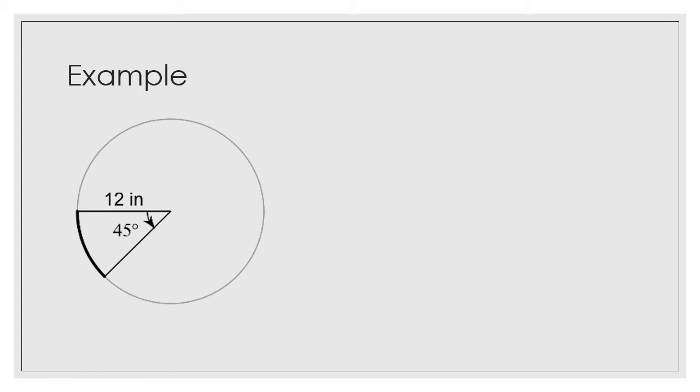So let's go ahead and take a look at an example. I'm working with this circle here, so I know that the radius is given to me. The radius is 12 inches. So let's write my formula. My formula to calculate my arc length is S equals R times theta. So I know that my radius is 12, and my theta is 45 degrees.